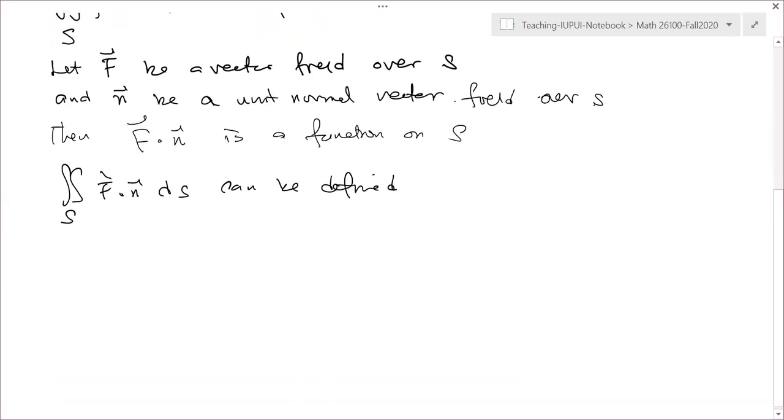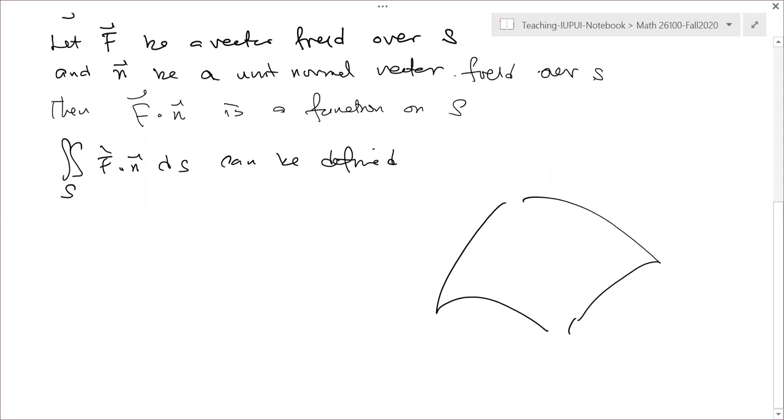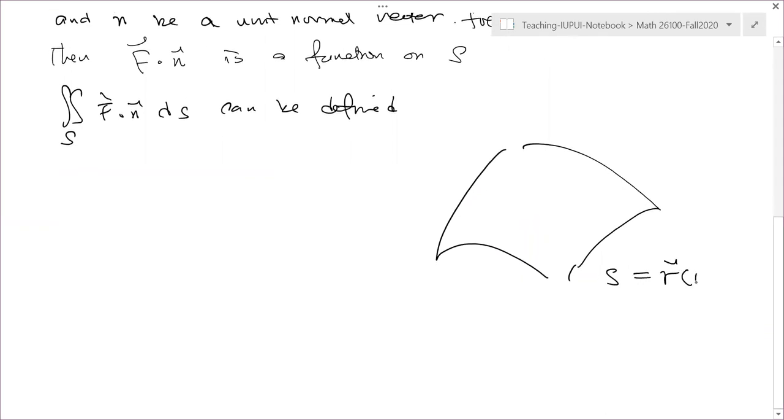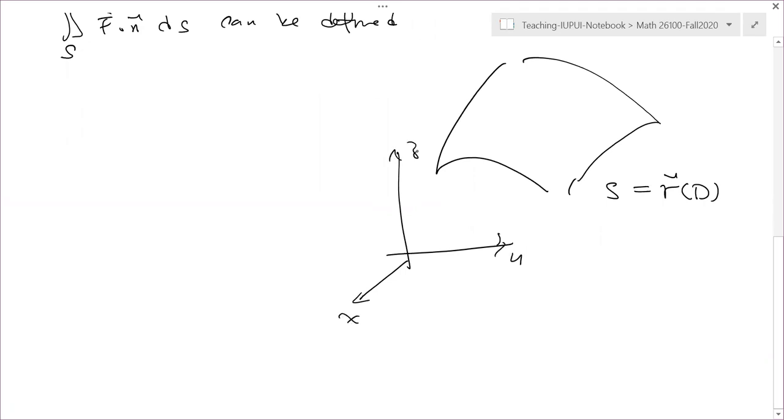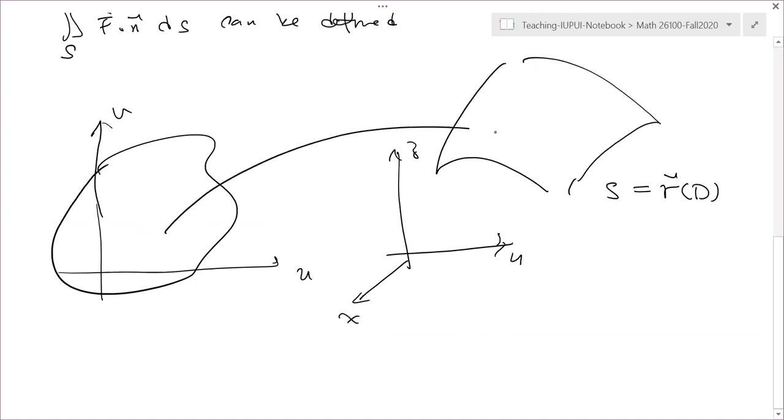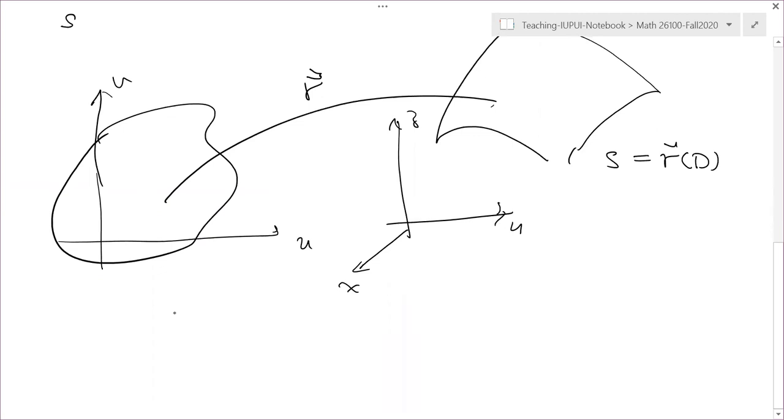Well, there is a natural way. If you have this surface S, we assume that S is the image of a parametrization r of some domain D, in three-dimensional space x, y, z, with parameters u and v. Here is a domain D, and the image is in the surface. So what is dS, the surface element? It can be written as a cross product times dA. This is kind of like a Jacobian, the derivative of the map. So this is the surface area element.